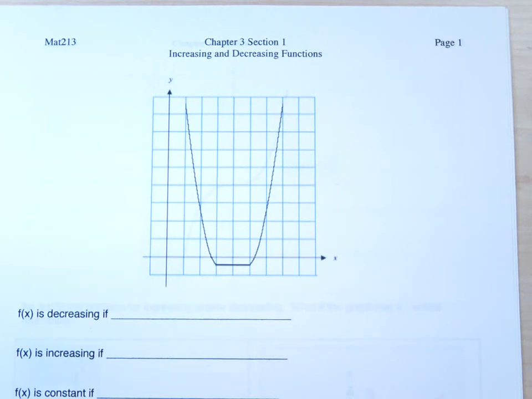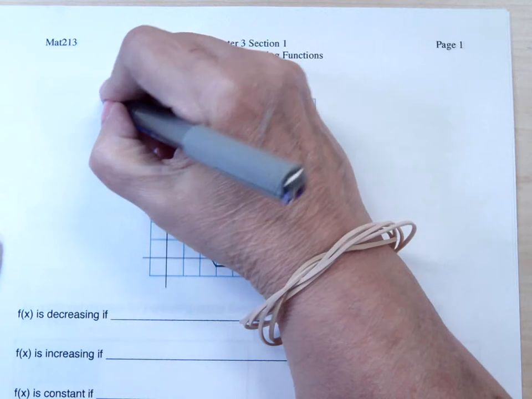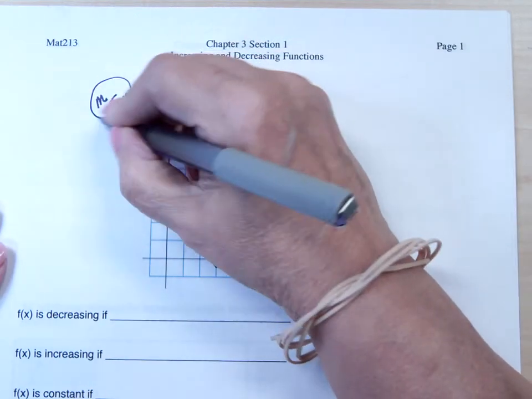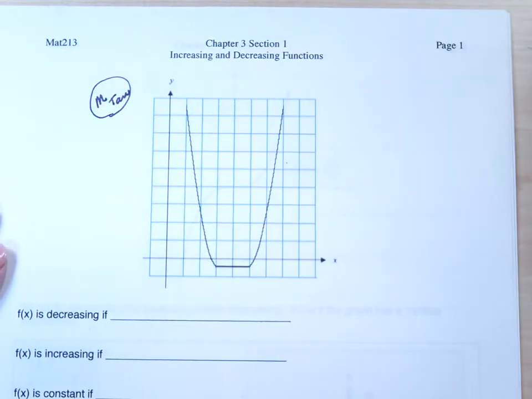Increasing and decreasing functions. Here's the idea. We have been working completely on the slope of the tangent line. That's what essentially we've been working with.